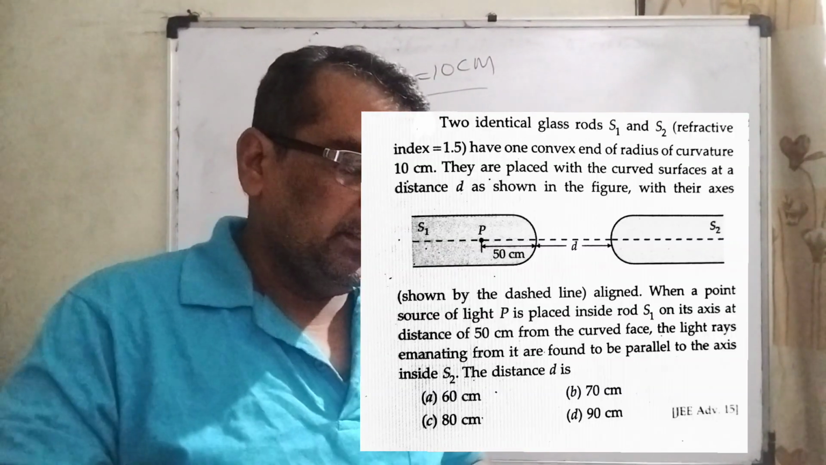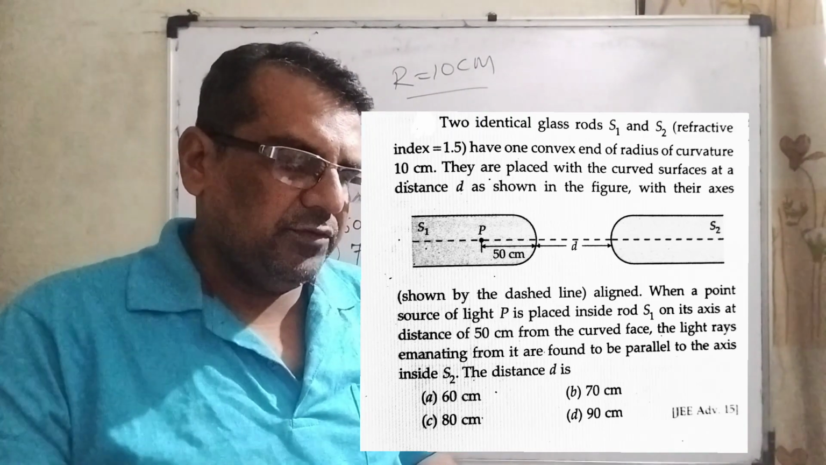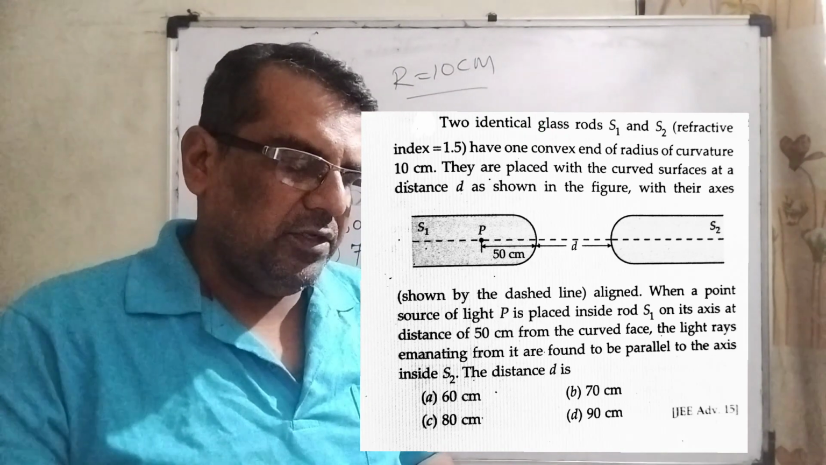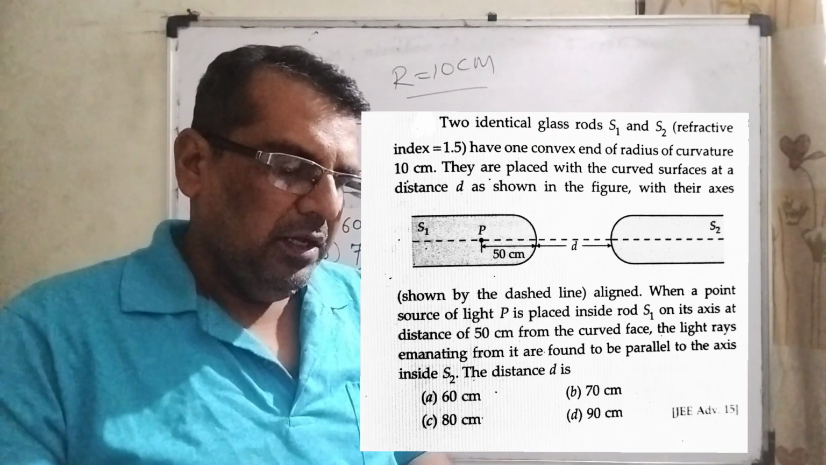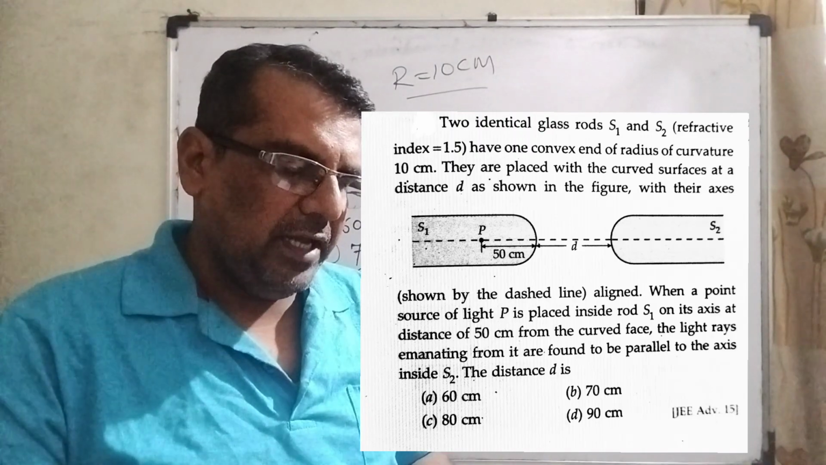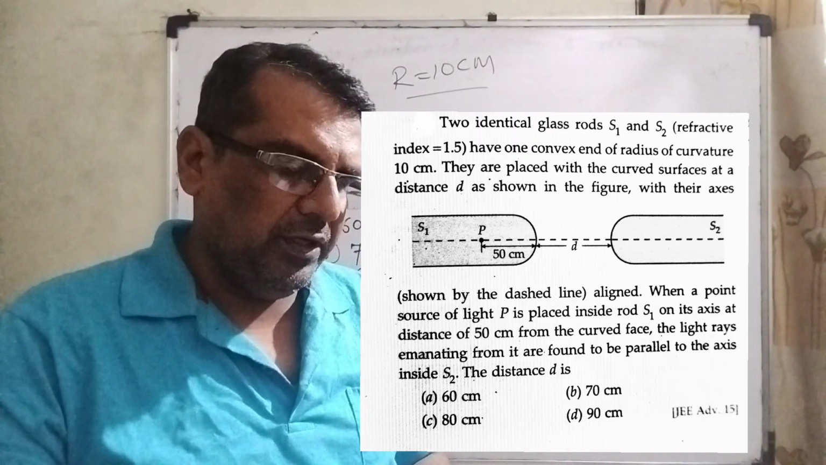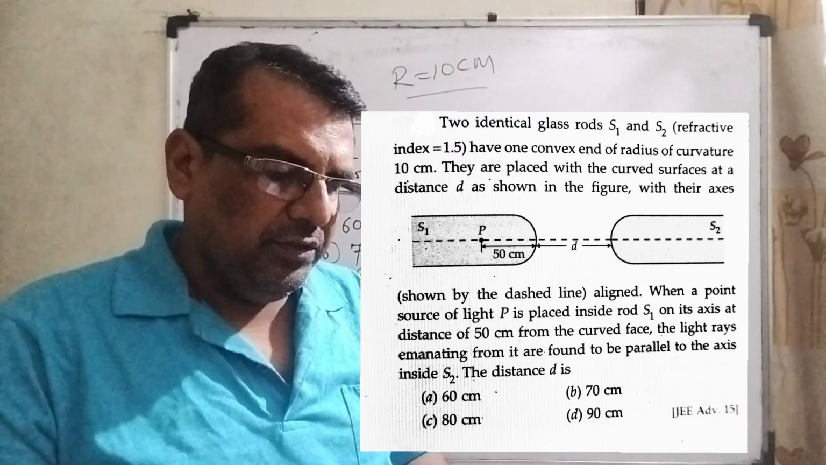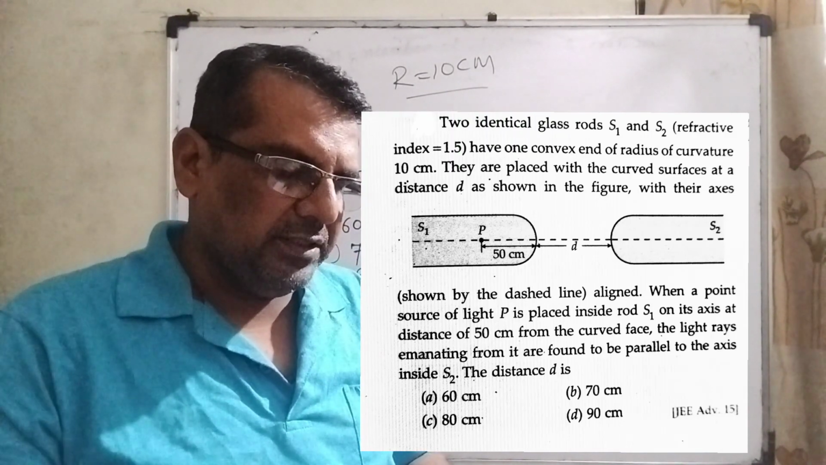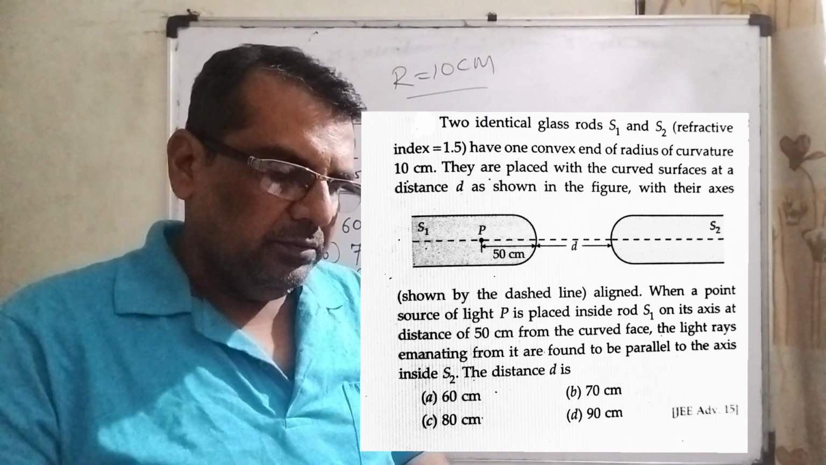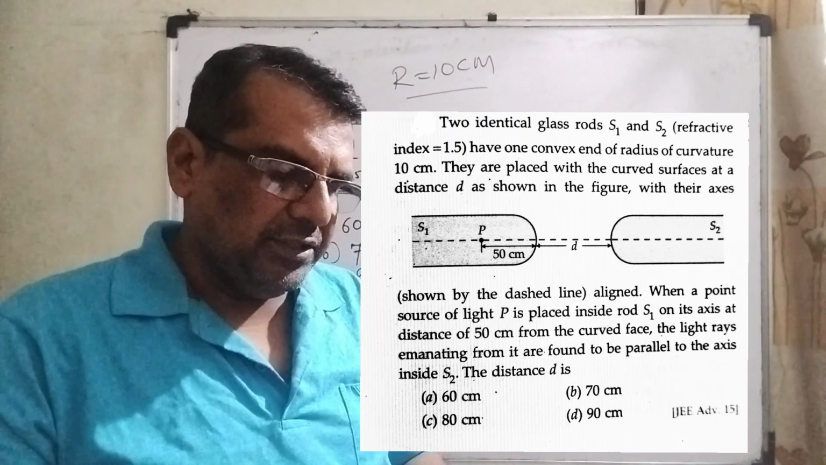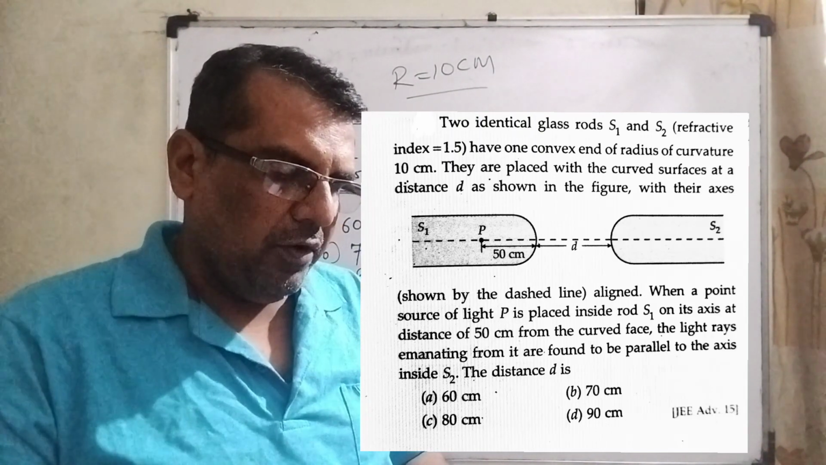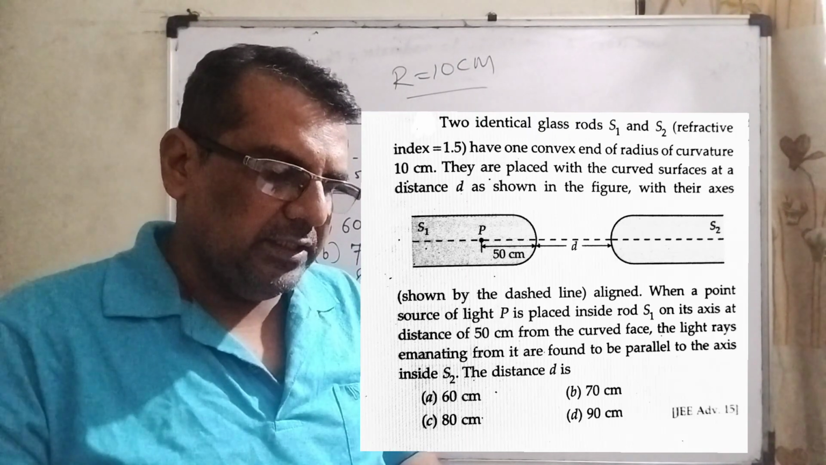And what the question says: two identical glass rods S1 and S2, refractive index 1.5, have one convex end of radius of curvature 10 centimeter. They are placed with the curved surfaces at a distance d as shown in the figure, with their axis shown by the dashed line, aligned. When a point source of light P is placed inside rod S1 on the axis at a distance of 50 cm from the curved face, the light rays emanating from it are found to be parallel to the axis inside S2.